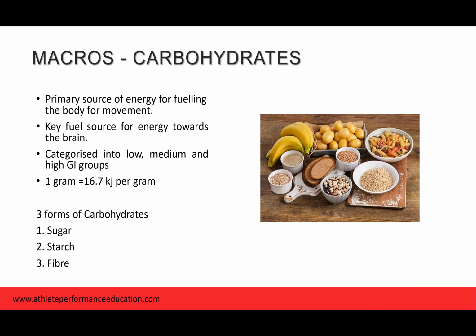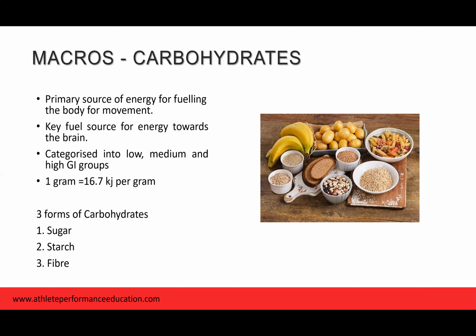So carbohydrates, primary source of energy for fueling the body for movement. That's the main goal. It is a key fuel source for energy towards the brain as well. 50% consumption is generally used on brain activity and maintaining healthy brain function. I'll talk about the keto diet a little bit later, but understand that carbohydrates are still a primary source of fuel for the brain. Carbohydrates are categorized into low, medium, and high GI groups.